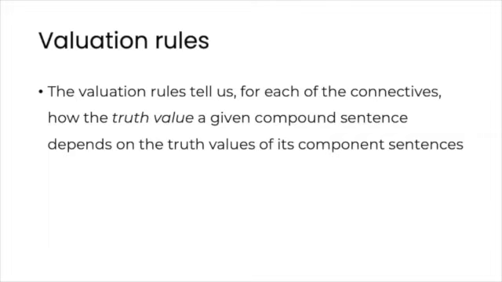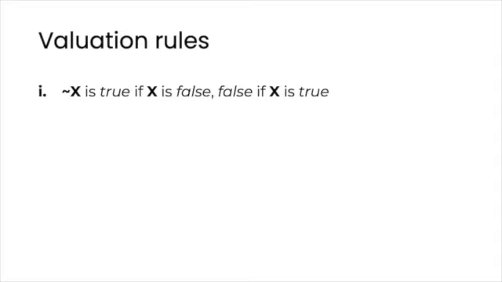So they basically give the same information as the truth tables for the connectives, but in a more compact way. In fact, the information they give can be extracted from the truth table definition of each connective. So the first rule is this. Tilde x is true if x is false, and false if x is true.